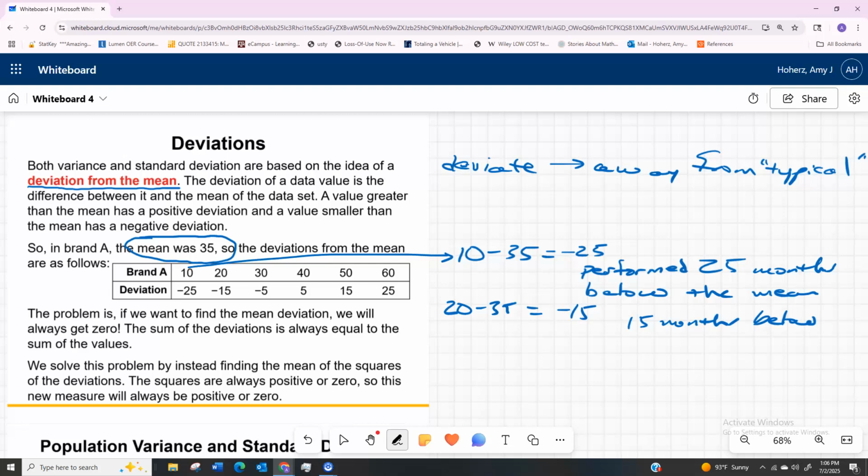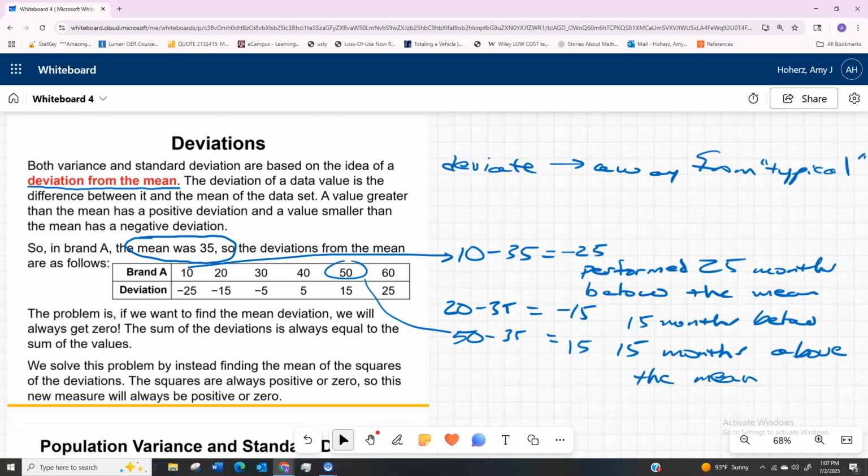When we get into the positive numbers, you see values such as the 50, which if we do 50 minus 35, we now get a positive number because that gallon performed 15 months above the mean, above what was the typical expected length of time. So brand A, as we mentioned before, it's much more spread out. So it has gallons that go everywhere from 10 months to 60 months.